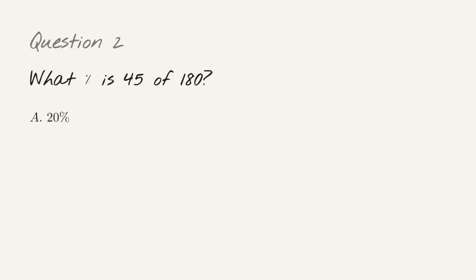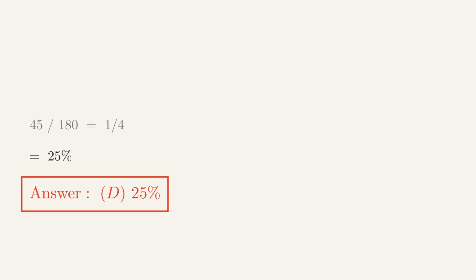45 is what percent of 180? 45 over 180 is a quarter, and a quarter is 25%. Part over whole. Then convert. For what percent is A of B? It is always part over whole, then convert. Here a quarter is 25%, a fraction you should know on sight.